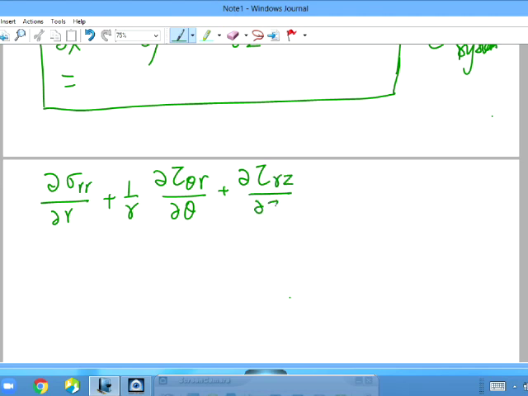rz over del z. So these are the usual terms, but then you also had an extra term, sigma rr minus sigma theta theta over r, right, plus the body force in radial direction, and that's equal to density times acceleration in the radial direction. Likewise, you also had an equation in the theta direction and then in the z direction.